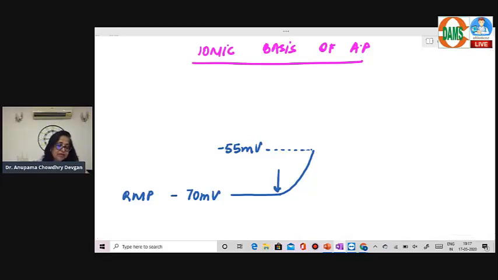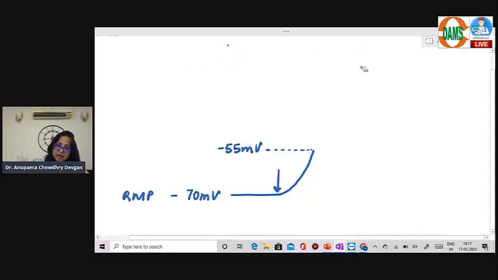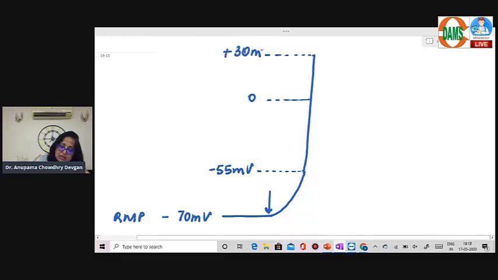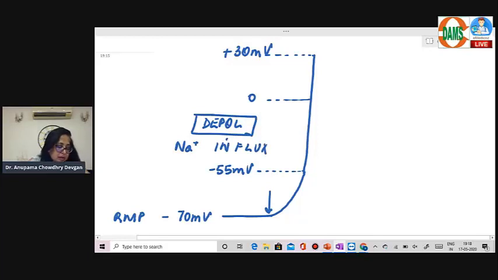Once it reaches -55, the opening of sodium channels is by a positive feedback mechanism. Influx of sodium causes opening of more sodium channels, more influx of sodium, opening of more sodium channels. The potential now goes right up to 0 and up to 30 millivolts. This is the depolarization phase of the action potential. This is due to opening of voltage-gated sodium channels and because of a sodium influx.